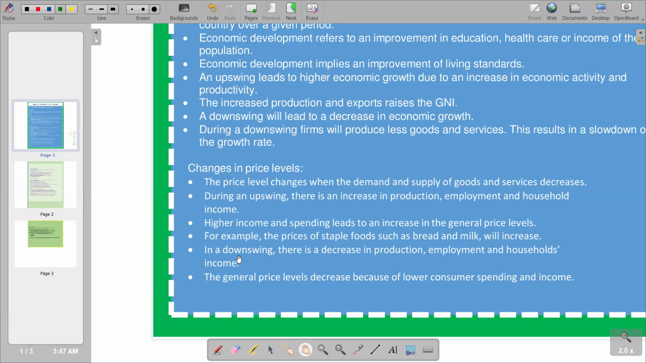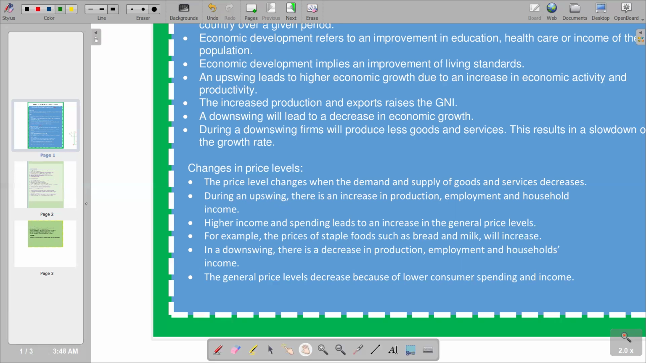And then next point, in a downswing, there is a decrease in production, employment, and household income, which is very correct. The last point, general price levels decrease because of lower consumer spending and income. So this is just a decrease in demand that is going to lead to a decrease in prices. This is what we have on changes in price levels as one of the factors.